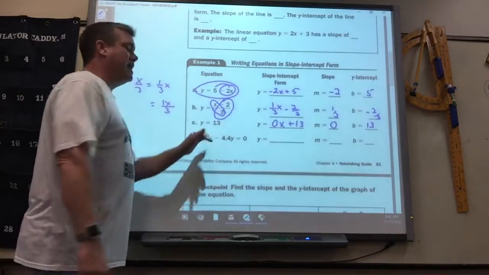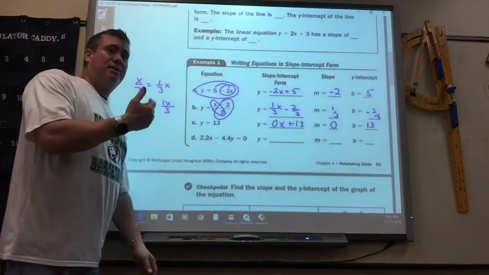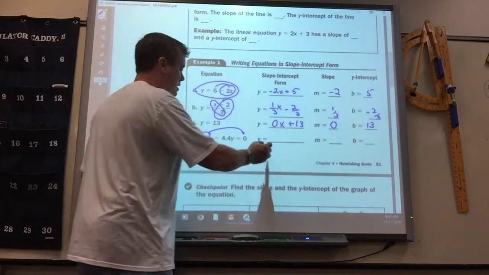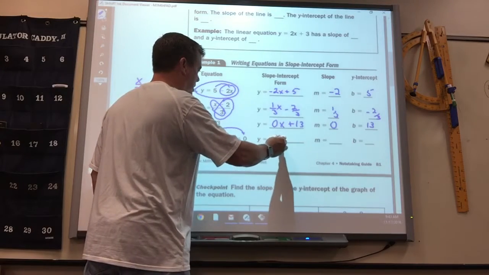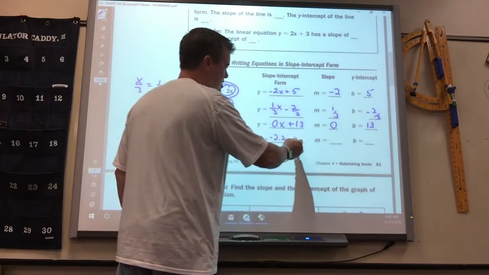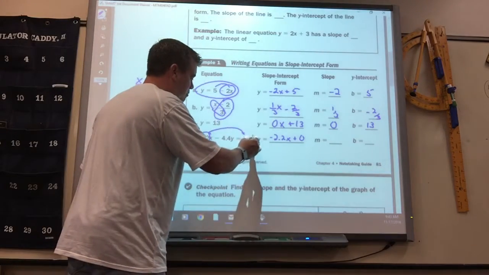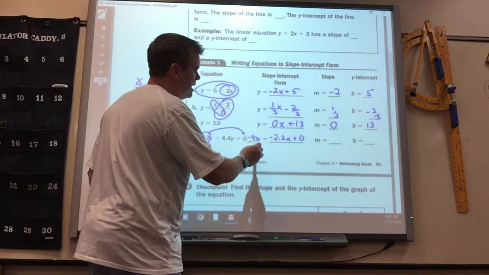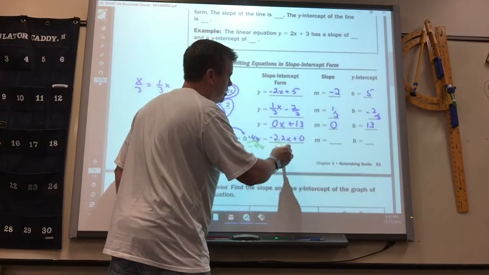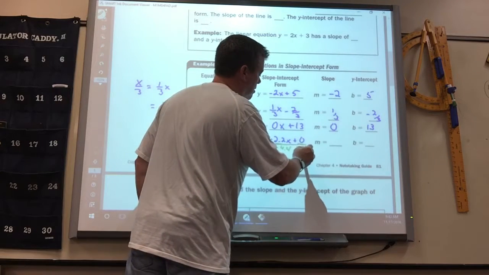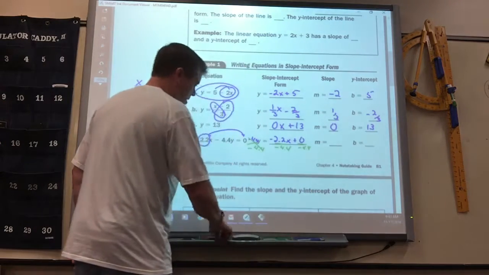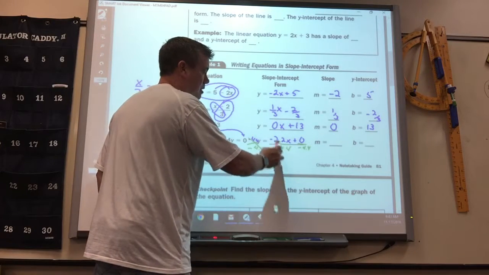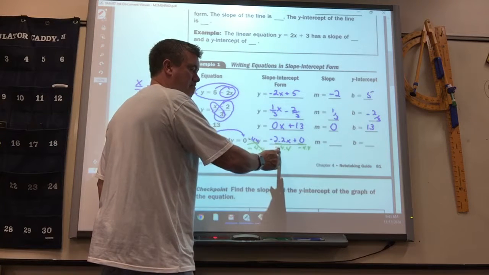Now on this one, this is kind of like what we're doing today and what we did yesterday. You gotta get the y by itself, so we gotta move this over. So it turned to negative 2.2x plus 0. But then there's still a negative 4.4y, right? So you gotta divide everything by negative 4.4. So it would be y equals negative over negative is positive. You know what that makes? 6.6.